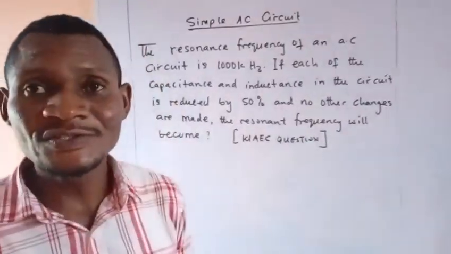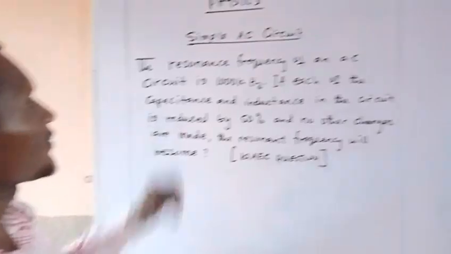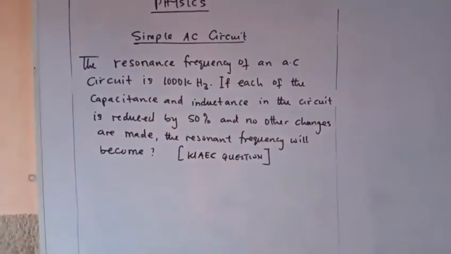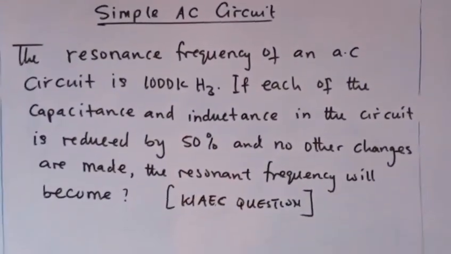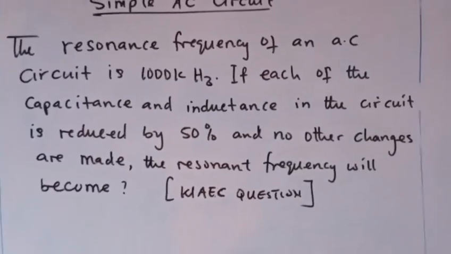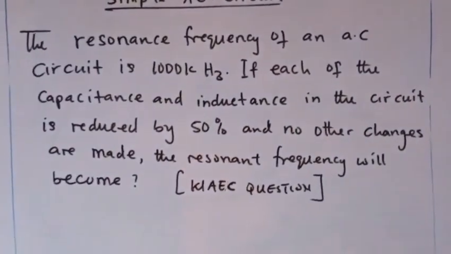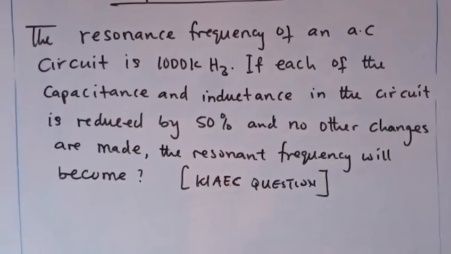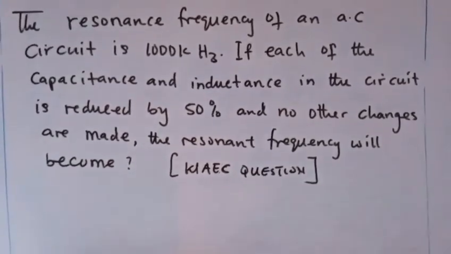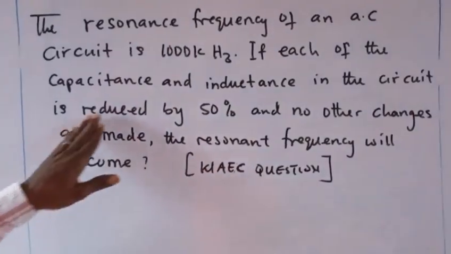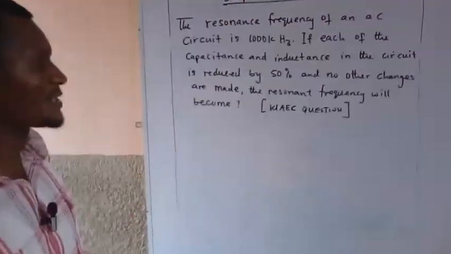Please, I'm going to solve a question on a simple AC circuit. And this is the question. The question reads: the resonance frequency of an AC circuit is 1000 kHz. If each of the capacitance and inductance in the circuit is reduced by 50% and no other changes are made, the resonance frequency will become... So we have to find the resonance frequency when the capacitance and the inductance are reduced by 50%.